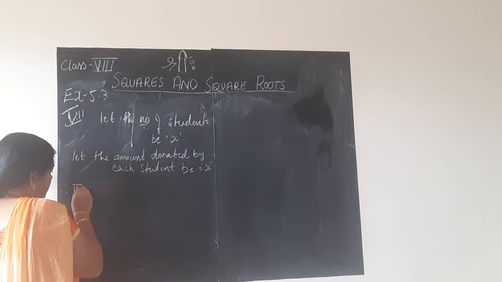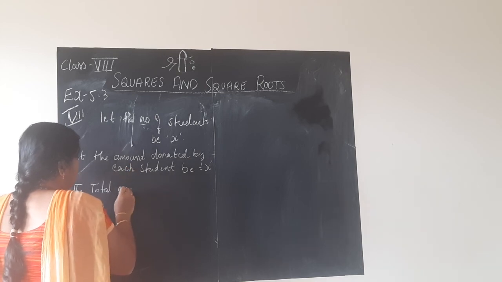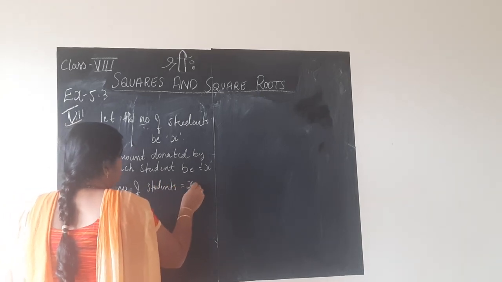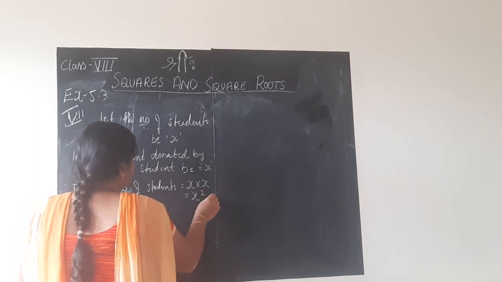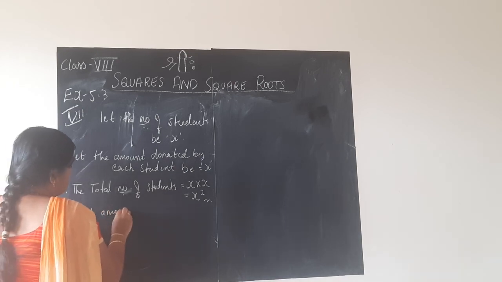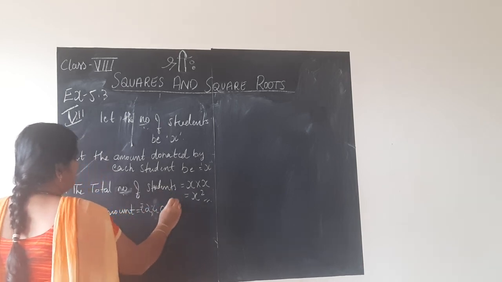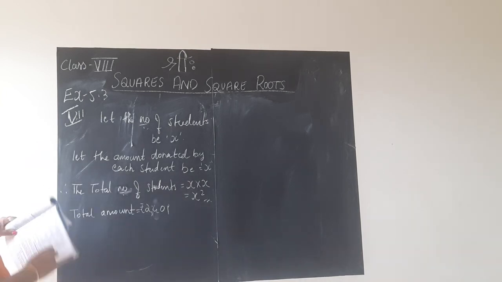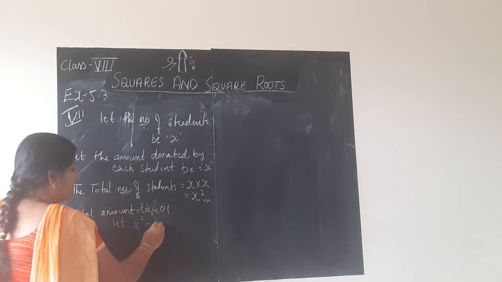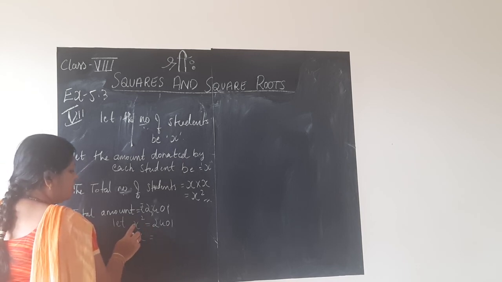Now, therefore, the total number of students is equal to x into x, that is equal to x square. Now, the total amount given is 2401. So we have now x square equal to 2401. So if x square is 2401, children, what is x?